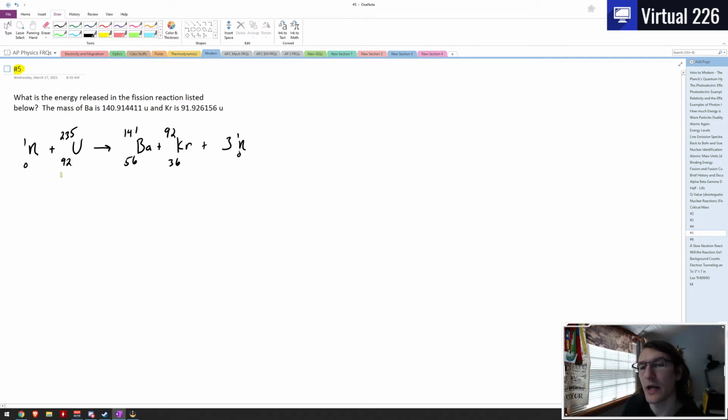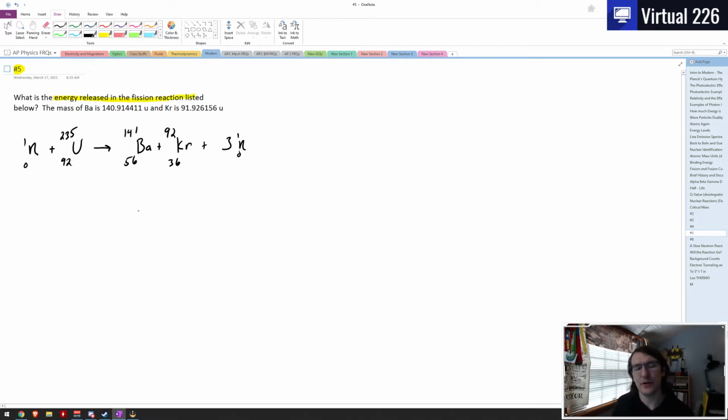Okay, so we are going to be looking at a fission reaction here of uranium-235 in a slow-moving neutron reaction. As a result, we get some barium and krypton out of that and our 3 neutrons as well. But what we're asking in this problem is what is the energy released in this fission reaction listed here?